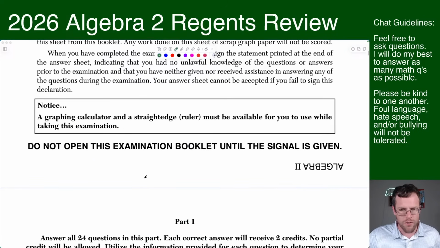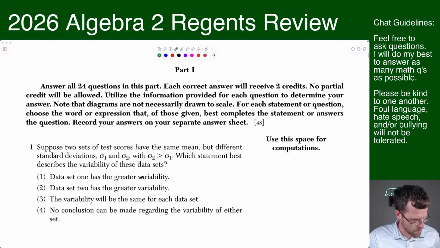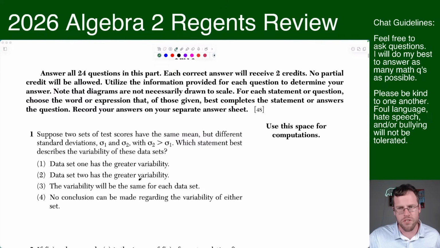So once again, we are doing January 2019. I went far back because I figured most teachers didn't do this one. So first up, we're doing the multiple choice, and they usually open with a stats or a survey type question of some kind.